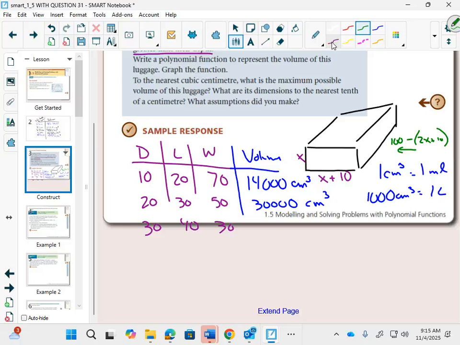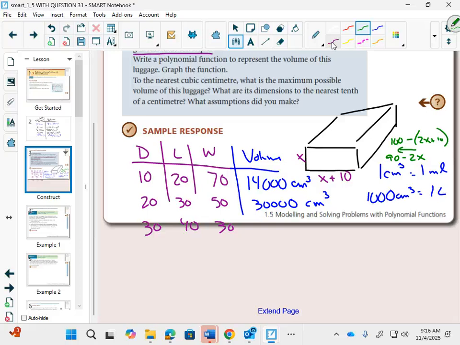Can you see that that would simplify to be 90 minus 2x? You can double check. If you take 90 minus 2x and add x plus 10 and add x, do you get 100? You do. Okay. So now we've set it up with algebra.